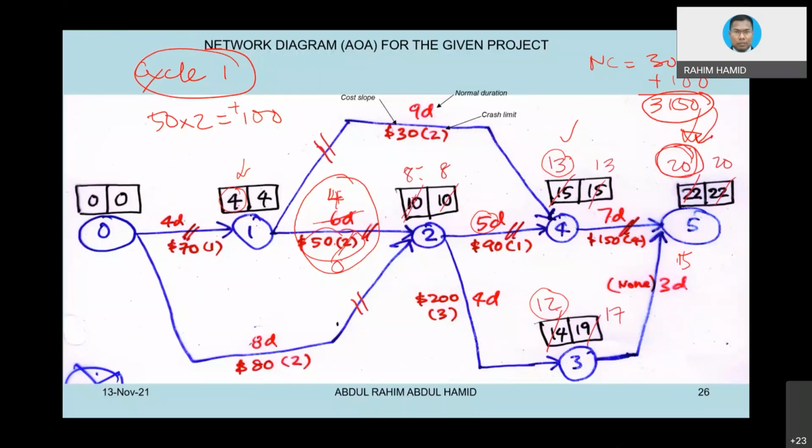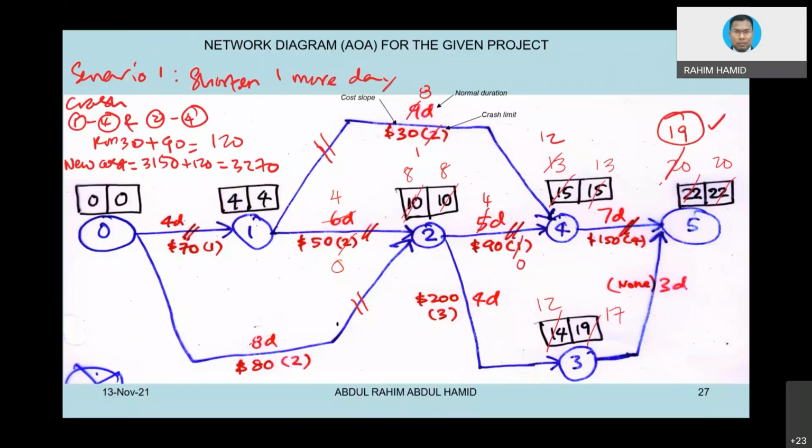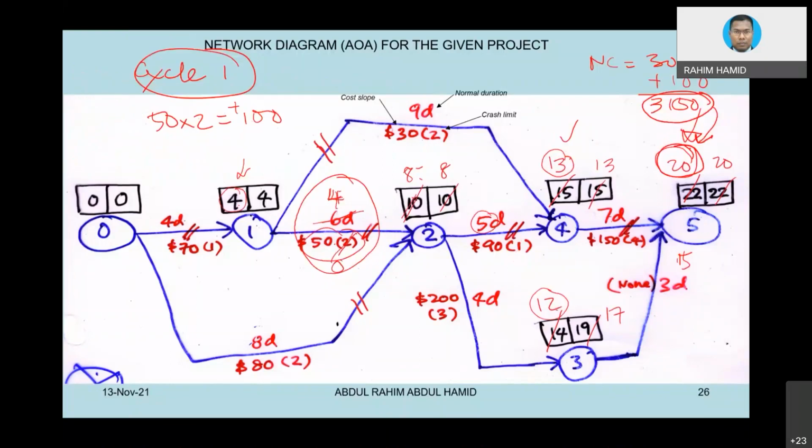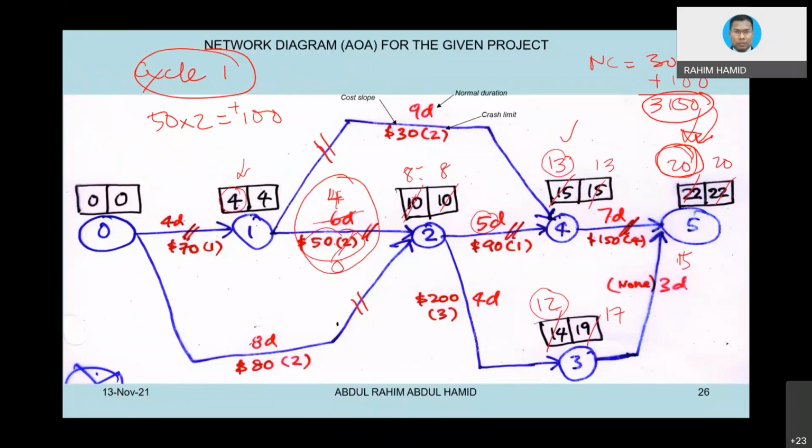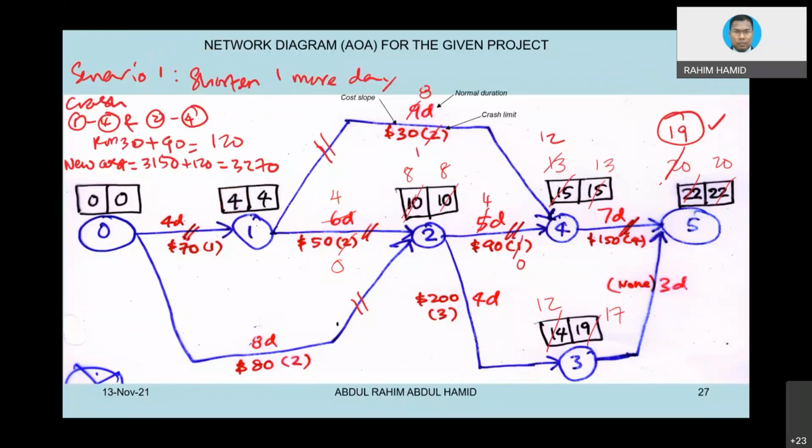Okay, now that would be cycle number 2. Let's say I want to reduce one more day, from 20 into 19. So just one day. I just want to show cycle number 2. Now, it looks like I already crashed this activity. I cannot touch it anymore.